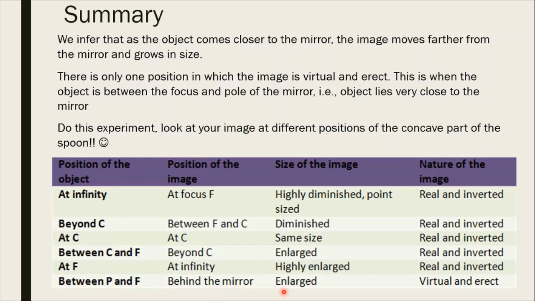You know what? Do this experiment. Look at your image when you place yourself at different positions with respect to the concave part of the spoon. Do this and let me know.